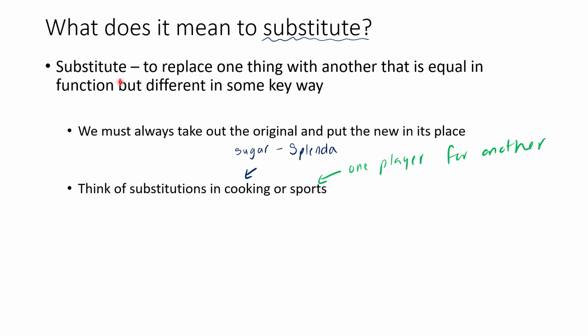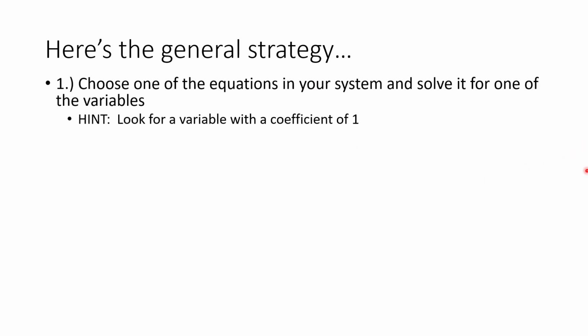All right, so keep that in mind, because that is the process that we are going to go through to solve our systems. We're going to replace one thing that is equal in value or function, but different in some key way that's advantageous to us. So here's the general strategy. I'm going to give this to you in words, walk through it verbally and in writing, and then we're going to demonstrate it. If you want to pause the video as I'm going through these and make some notes, go for it. One good thing about doing a video lesson is you can pause it for as long as you want.